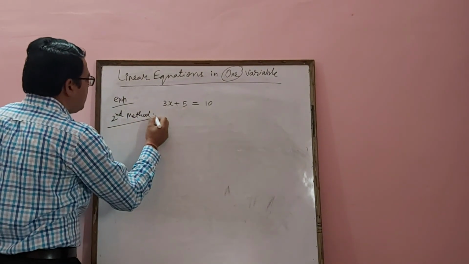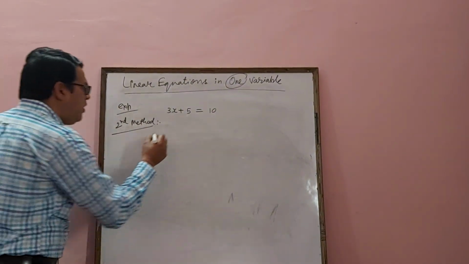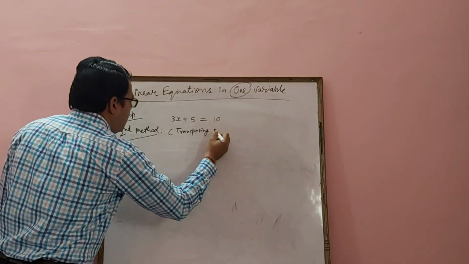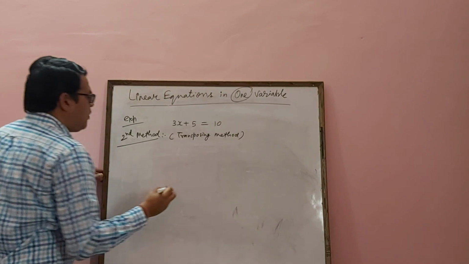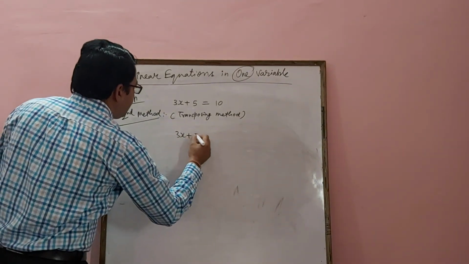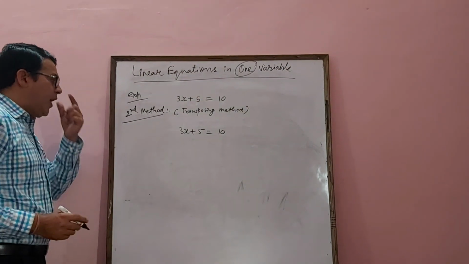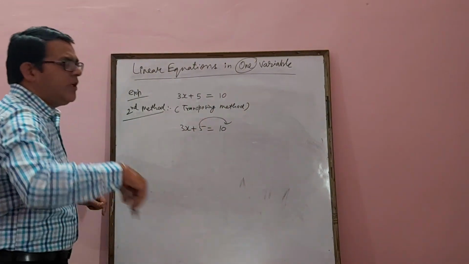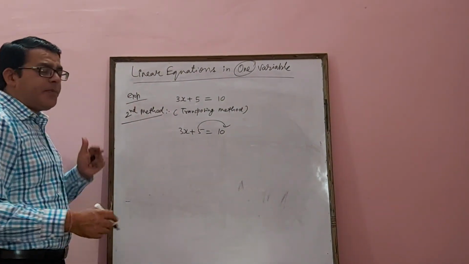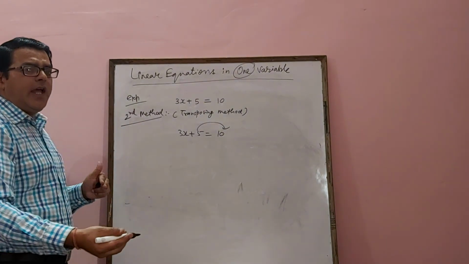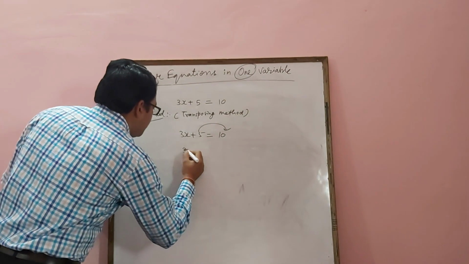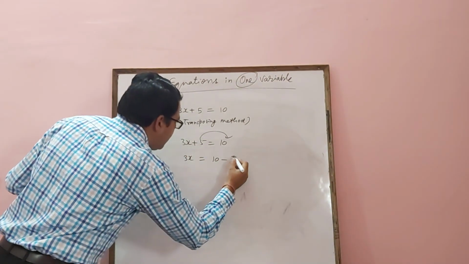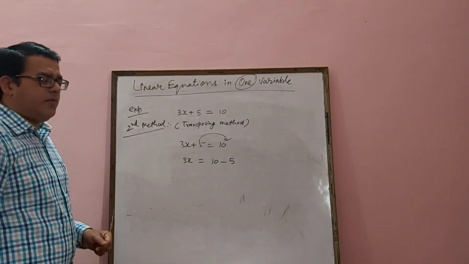This method is called the transposing method. What is it called? Transposing method. Now see, 3x plus 5 equals 10 is written over there. We have to shift this 5. To find the value of x, we have to shift this 5 to the other side, the right hand side. Only after changing the sign can we shift any digit to the other side. Since this 5 has a positive sign, we shift it as negative 5, minus 5.